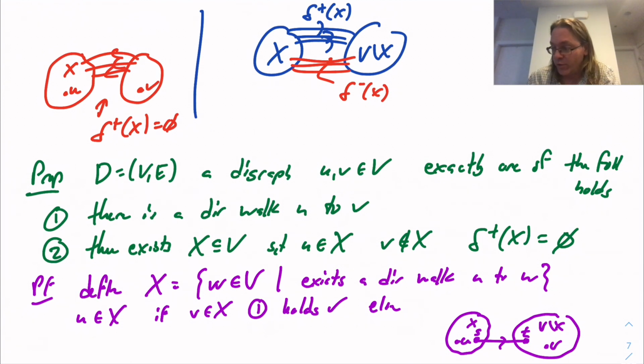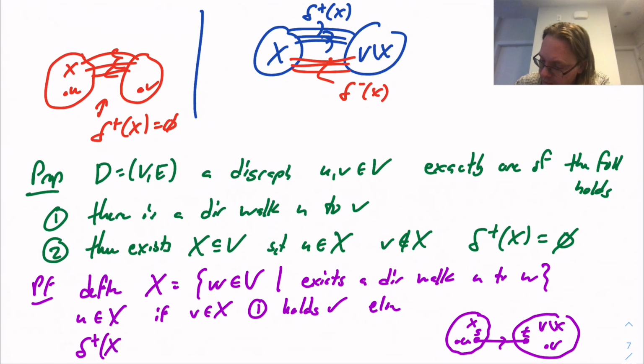I have an edge here that goes from s to t. If you have a directed walk from u to s, you can append this edge and then put the vertex t at the end of this walk, and you now have a directed walk from u to the vertex t. But that's a contradiction because t is not in x, and that means there does not exist a directed walk from u to t. So again, what we're seeing here quickly is if delta plus of this set x was not empty, you just get a contradiction.